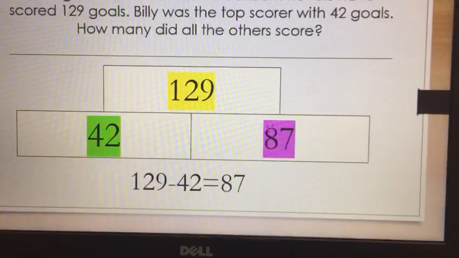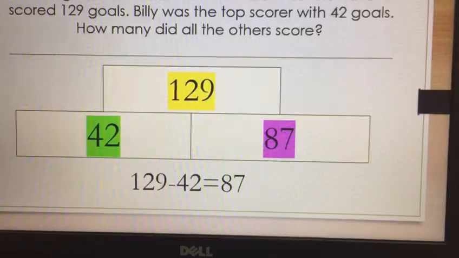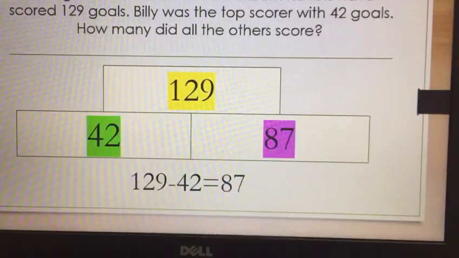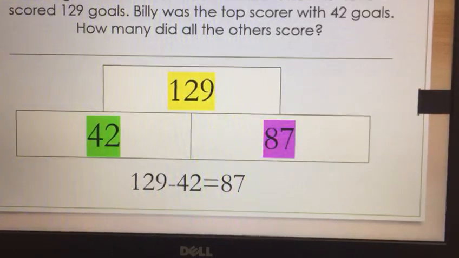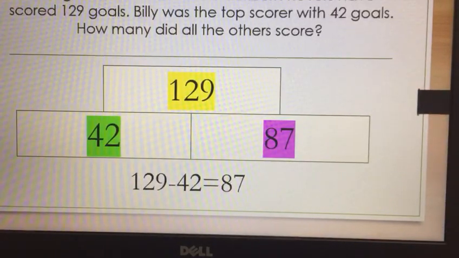And a really good way to check if this is correct is to do the inverse. So if we were to do 42 add 87, we should get 129. Okay, so that's just one strategy that you could use to help you answer this question. So the answer is 87. The other players in the team scored 87 goals. Let's look at the next question together.